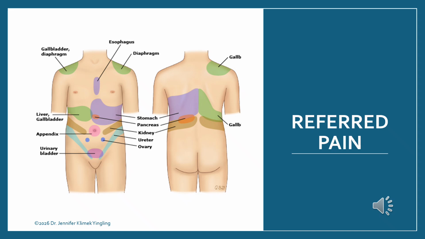Kidney problems, kidney stones or infection, will often present with pain in the lower abdomen and/or the groin. Men will often complain of pain in their scrotum. For the lung or diaphragm, with those types of issues, there may be referred pain in the shoulder or the upper abdomen.